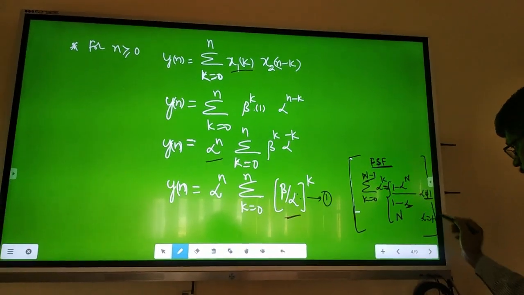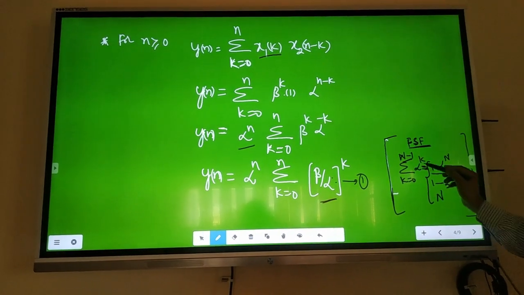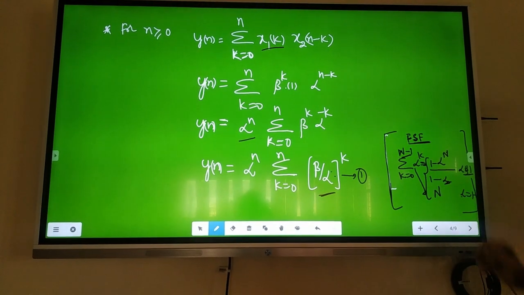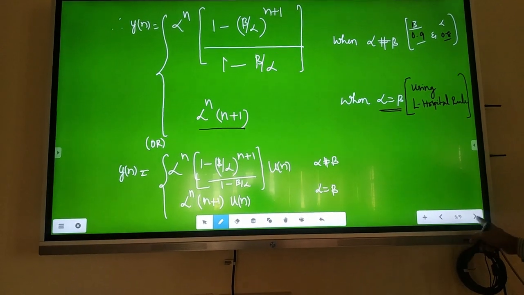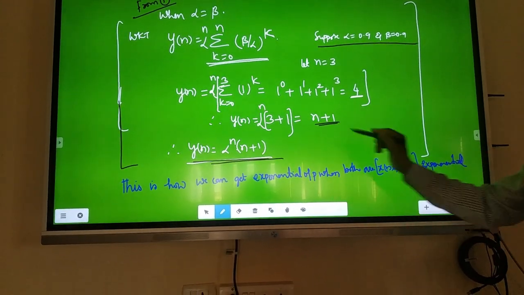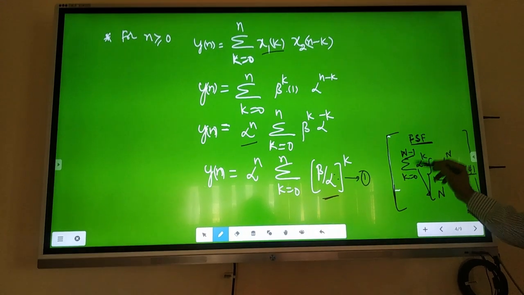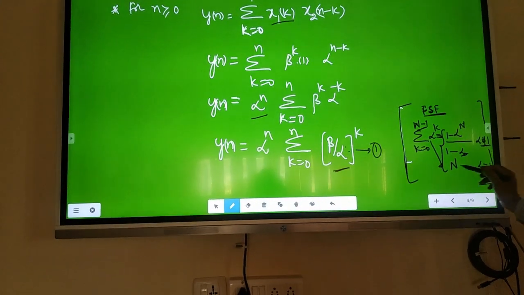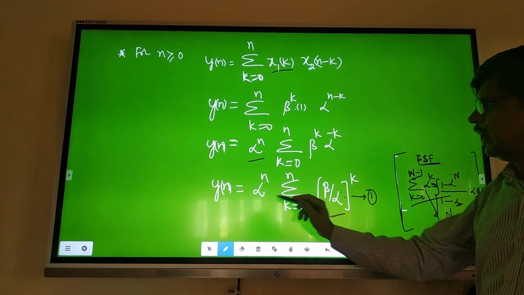If alpha is equal to 1, then 1 minus 1 is 0, and you have to use L'Hospital's rule. Then you will get the sum equal to n only. How I am getting that, I have shown here also, and we will see it later. Right now, remember this: when alpha is not equal to 1, this is the formula; when it is equal to 1, this is the formula. Now let me apply the first formula here.